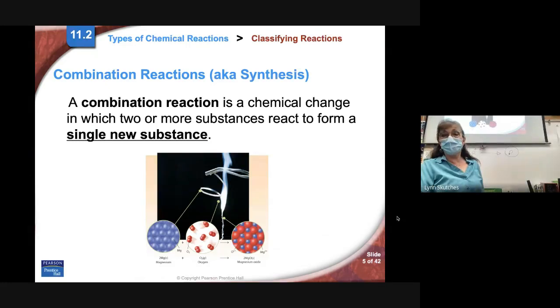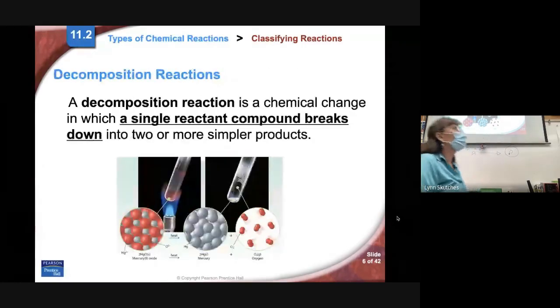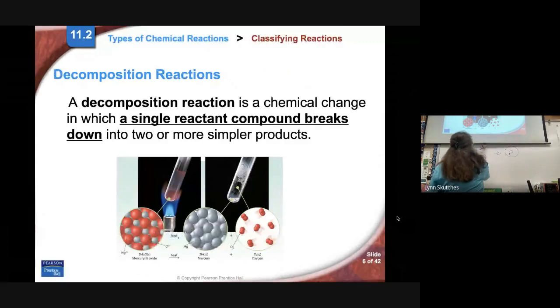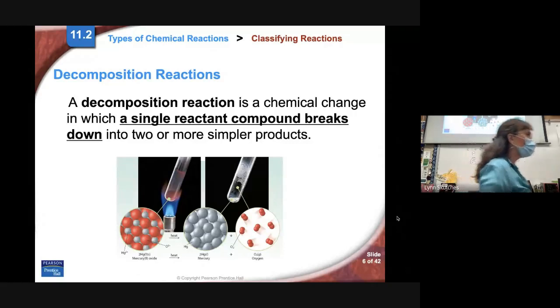Questions on that? Beautiful. The opposite of synthesis or combination is decomposition. This time we have a single reactant making multiple products. And the names kind of make sense actually for these. Decomposition, falling apart. Not surprising.